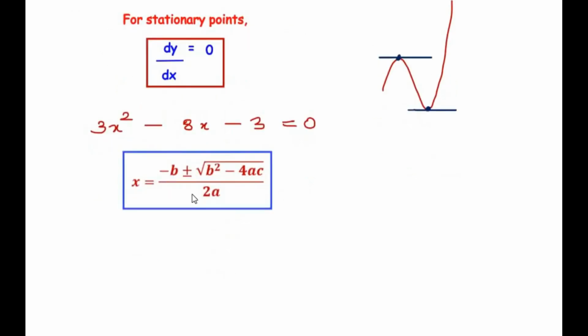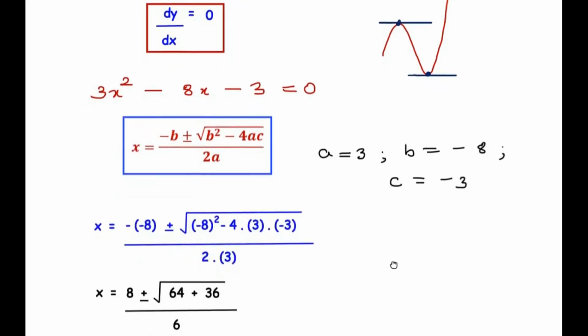So the quadratic formula is given as x equal to minus b plus minus square root of b square minus 4ac over 2a. Now in this formula, a represents the coefficient of x square. So in this case, a is going to be 3. b is going to be the coefficient of x, so here it is going to be negative 8. And c is going to be the constant, so here it is going to be negative 3. So let us substitute these values in this formula.